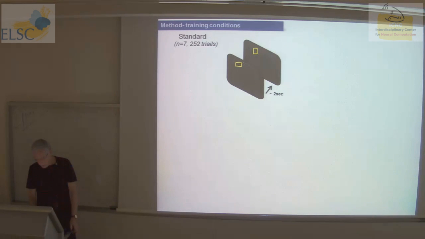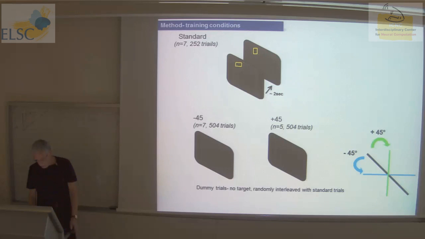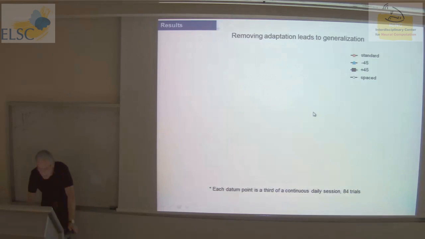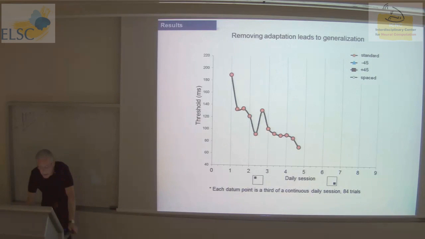And then we have a control condition, which is a standard one, but with spaced trials, just 4 seconds between trials. So this is like taking out the dummy trials, but having the same average time between real trials. And here are the results.